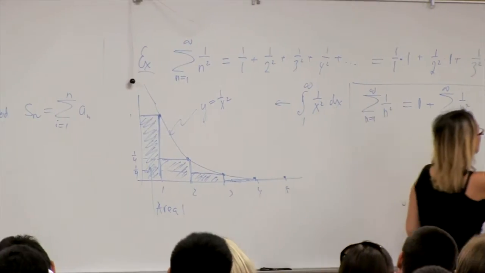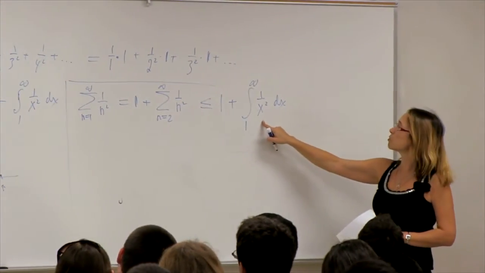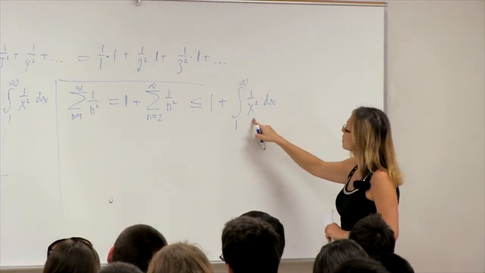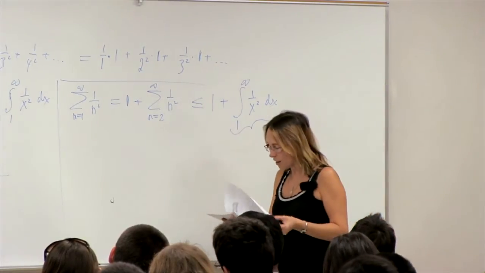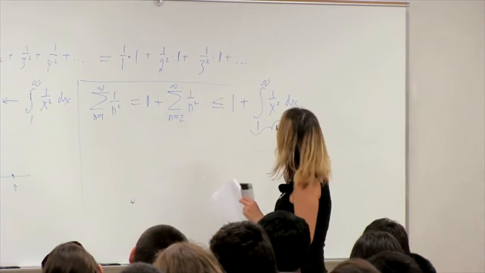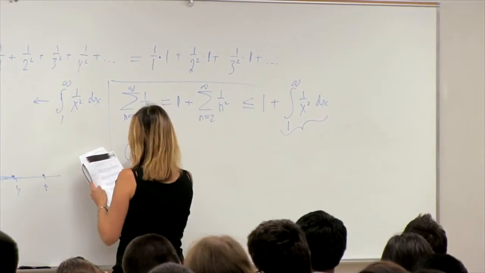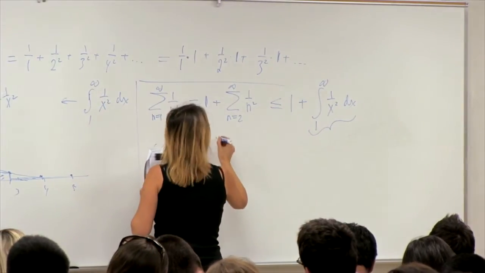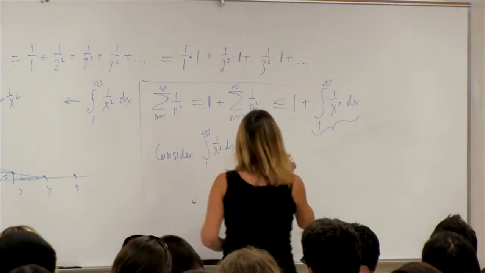Now, do you remember what happens to this improper integral? Does it correspond to a finite number, or is it an infinity? This is convergent because p is greater than 1. So let's actually prove it again. So consider an integral from 1 to infinity, 1 over x squared dx. Let's convince ourselves that it's a finite thing.